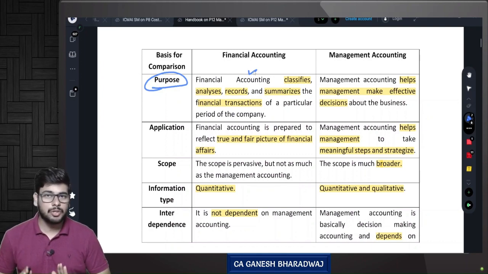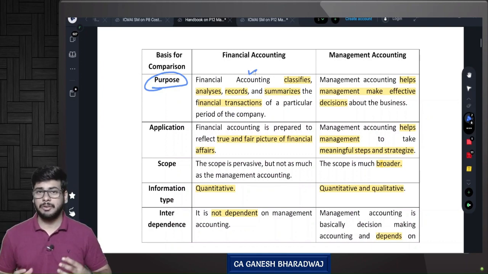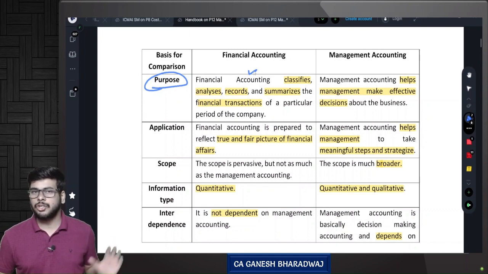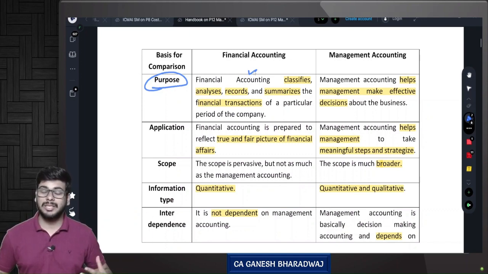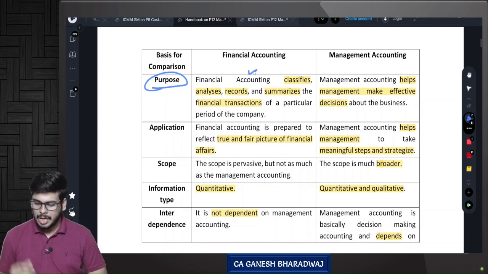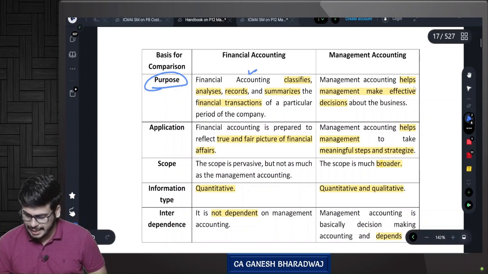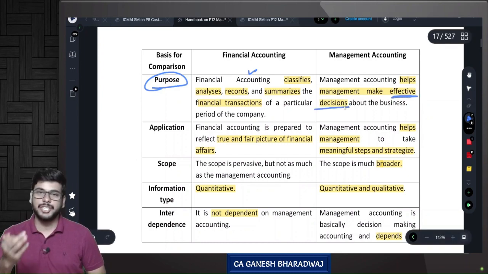So please, we will do this strictly from an examination perspective. But honestly speaking, the introduction to the subject has already been completed. But let us just go through a few things to give completeness to this chapter number 1, Introduction to Management Accounting. In case of management accounting, it helps the management take effective decisions about the business.